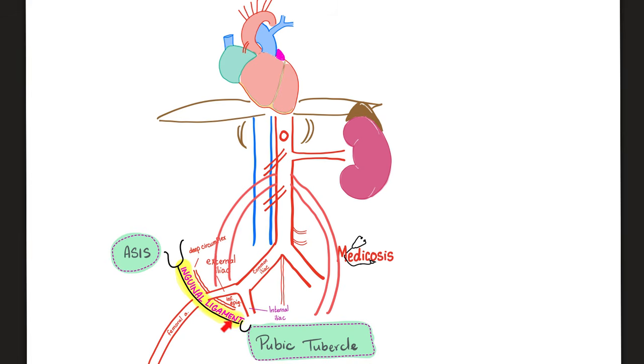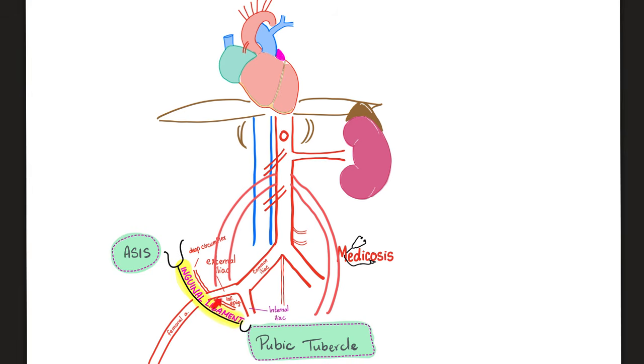You see this? This is the inguinal ligament, which extends between the anterior superior iliac spine and the pubic tubercle. The external iliac passes deep to the inguinal ligament to become the femoral artery in the thigh. But before the external iliac passes deep to the inguinal ligament, it gives us 2 famous arteries, one laterally and one medially. The lateral one is the deep circumflex iliac artery.